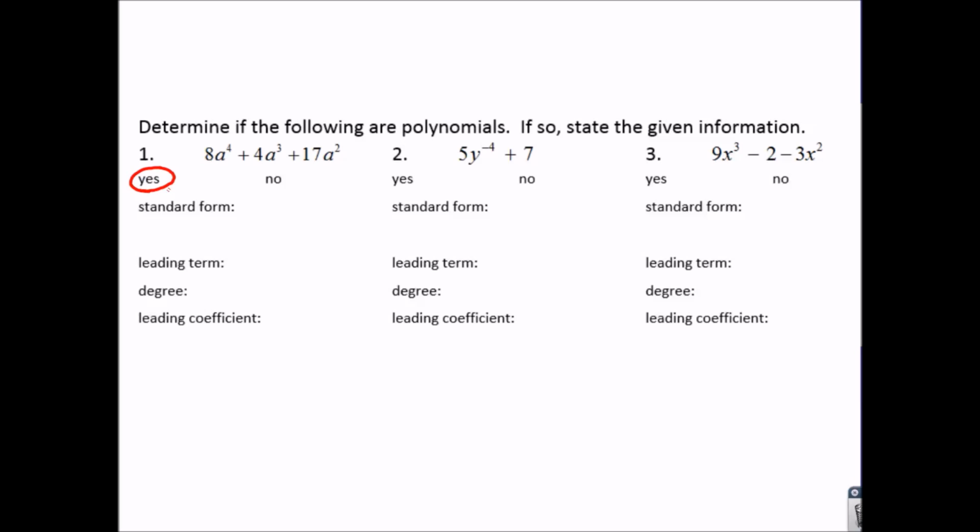So standard form means that exponents are in decreasing order. So if we look at our exponents, we have 4, then 3, then 2. So this is already written in standard form.